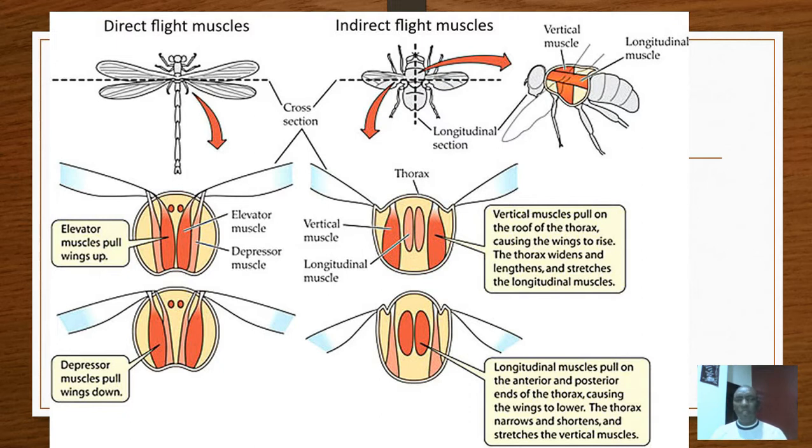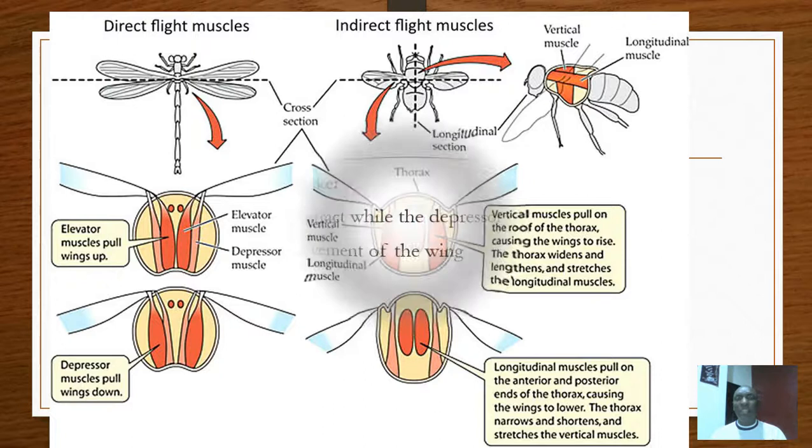Then indirect, look at the images on your right. Indirect flight muscles do not attach to the base of the wing, but they attach to the thorax, the roof of the thorax, called the tegum, and the lower part of the thorax. Then the wings are attached to the thorax, meaning these muscles cause movement of the thorax, which then causes movement of the wings. In other words, the muscles bring about movement of the wings indirectly. That is why we call them the indirect flight muscles.